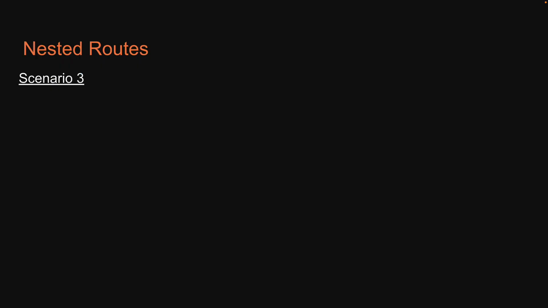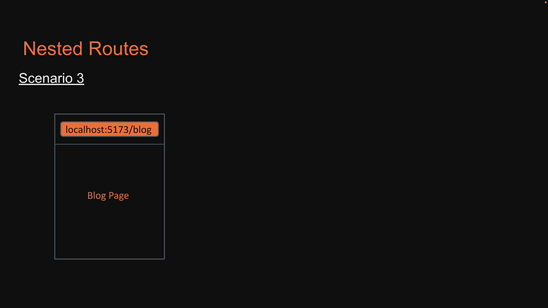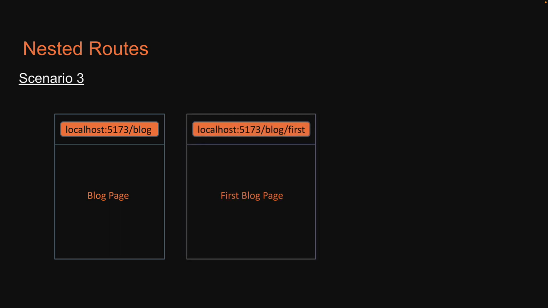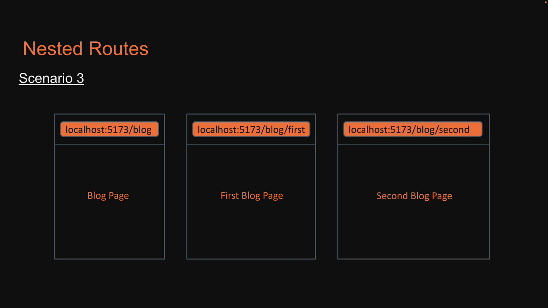So for our scenario number 3, we want a Svelte page to be rendered when the user navigates to the URL localhost:5173/blog. However, we also need a page to be rendered when the user visits 5173/blog/first and another route when the user visits 5173/blog/second. Let's see how to achieve this with the file-based routing mechanism.